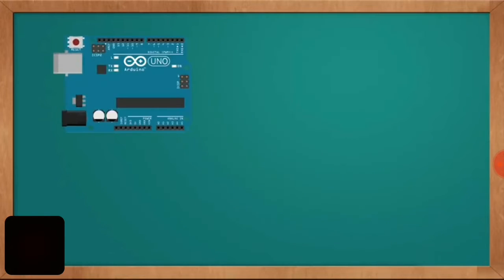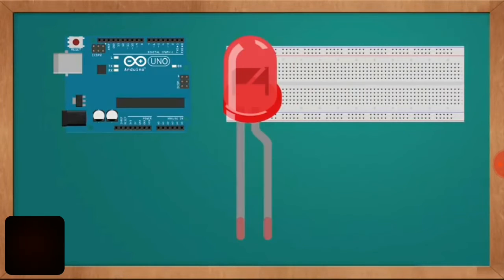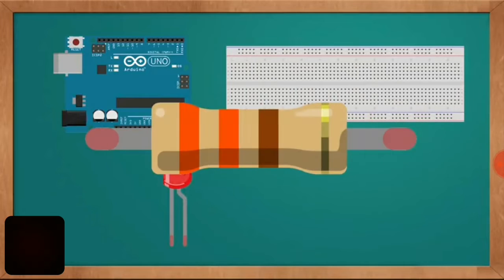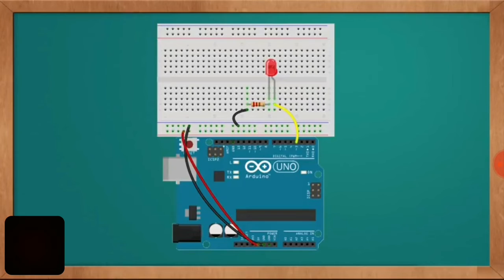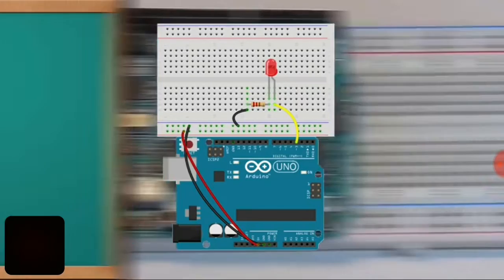We are going to use an Arduino, a breadboard, an LED, and any resistor between 1K and 300 ohm. If you look closely at an Arduino, you'll see some pins have a tilde symbol. This means these ports can output a PWM signal.